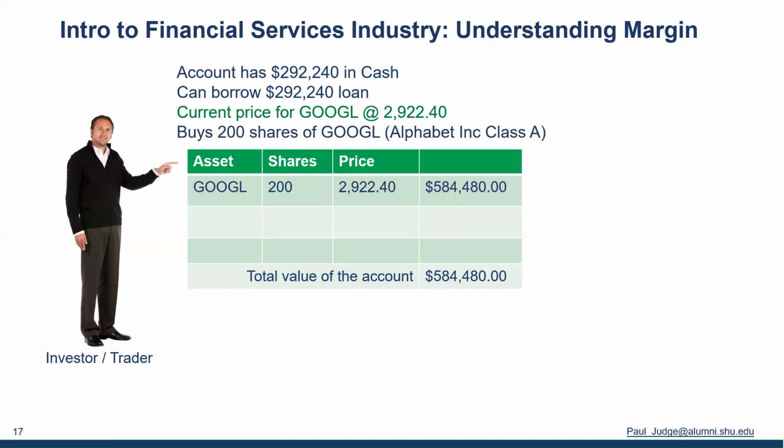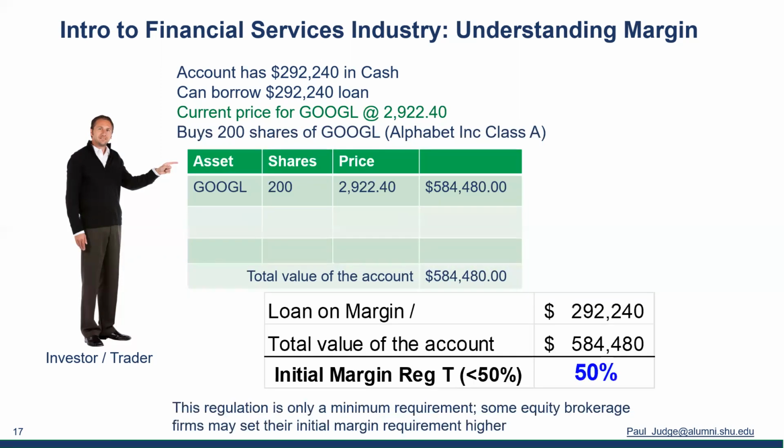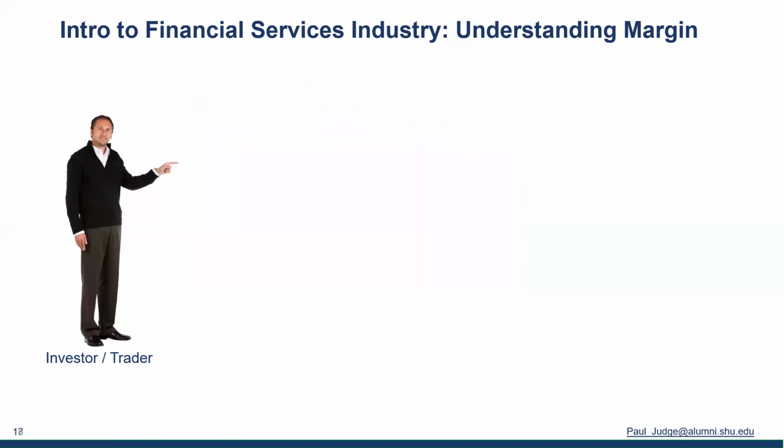So great. So this investor is using leverage. He's using his cash plus borrowed money for Google. And this is fine because the total loan amount was $292,240. The value of the account is $584,480. It's 50% for the initial margin. That's fine. He's got it.